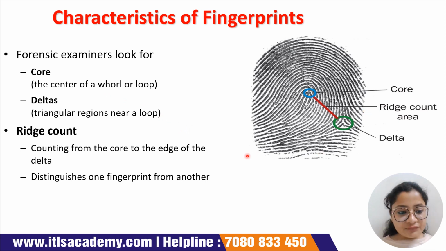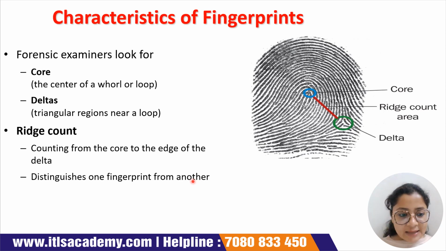And the third thing will be the reach count, which is counting from the core to the edge of the delta. So how will we count the reach? This is basically the reach count area, this entire area. So we will start counting the reach from the core of the fingerprint, and then we will gradually move towards the delta. And as soon as we reach the delta region, our reach count will end.